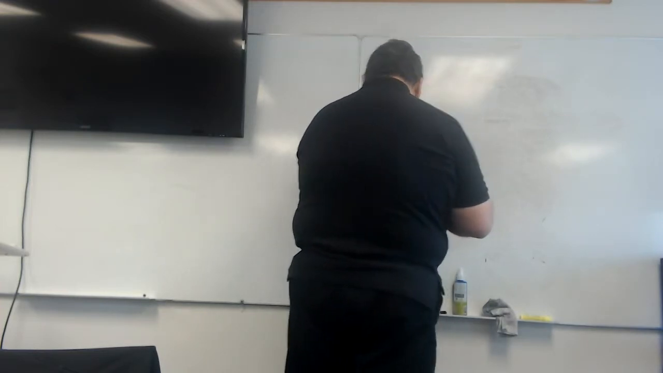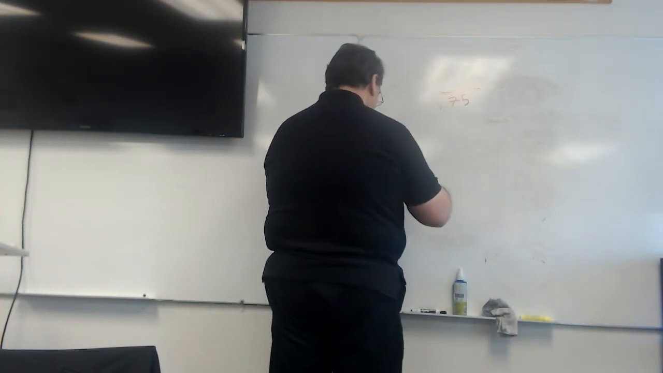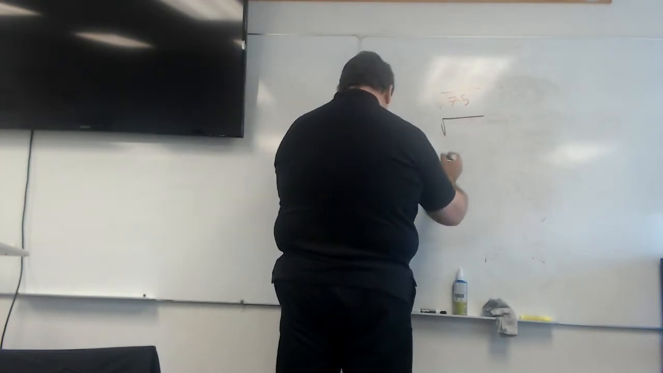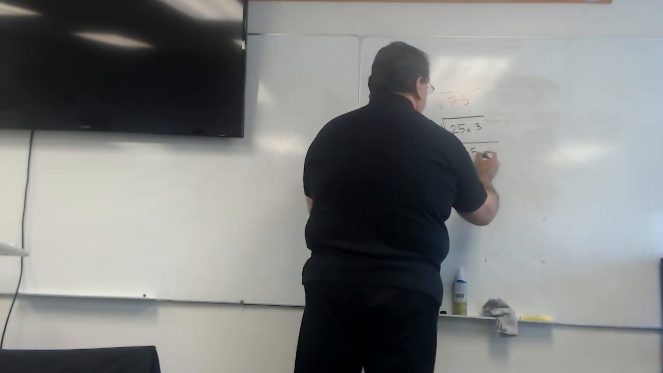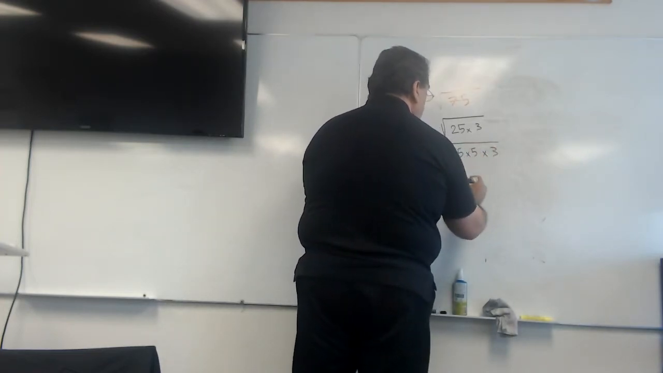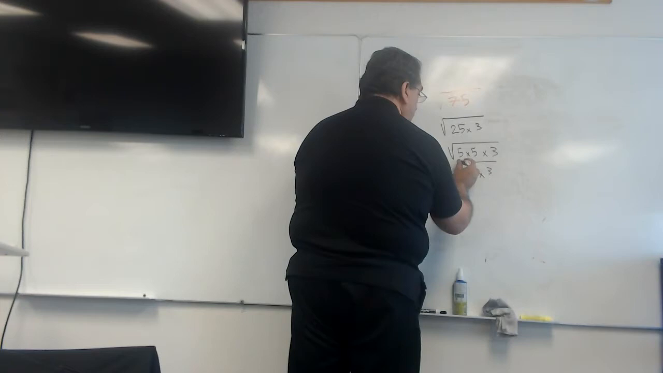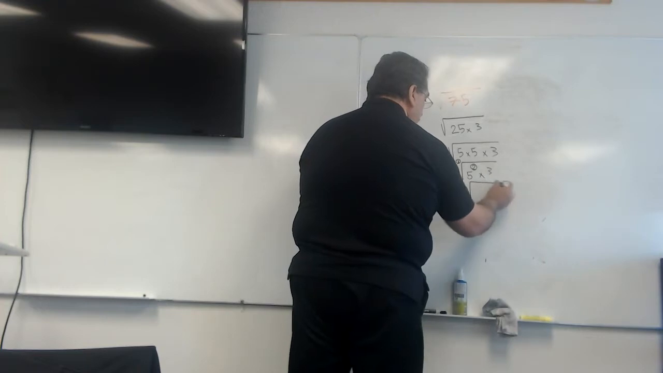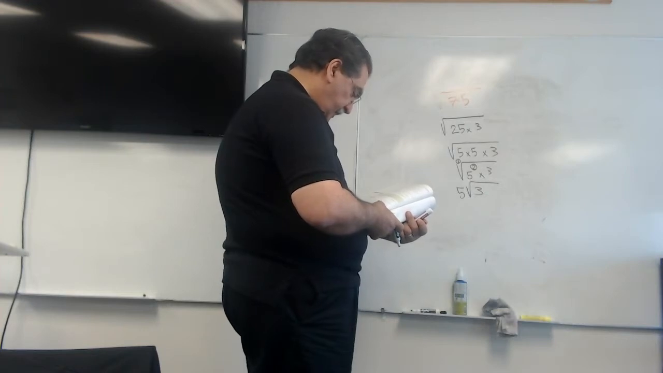For example, we want to find the square root of 75. 75 can be written as 25 times 3. 25 is 5 times 5, times 3. This is 5 to the power of 2 times 3, and when I don't write anything, it means the root is 2. The root divided by that power brings the 5 out, so it's 5 square root of 3.